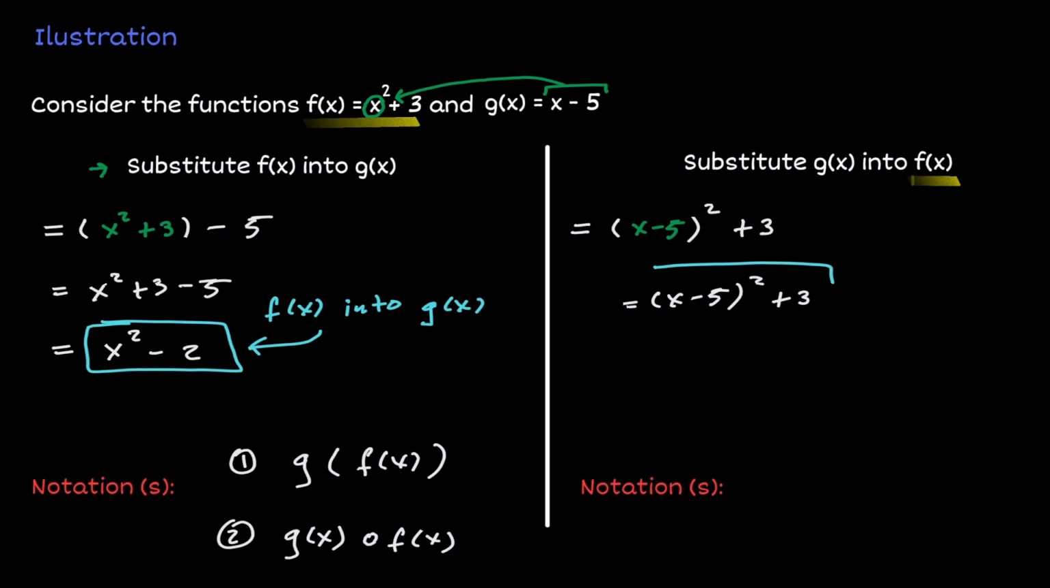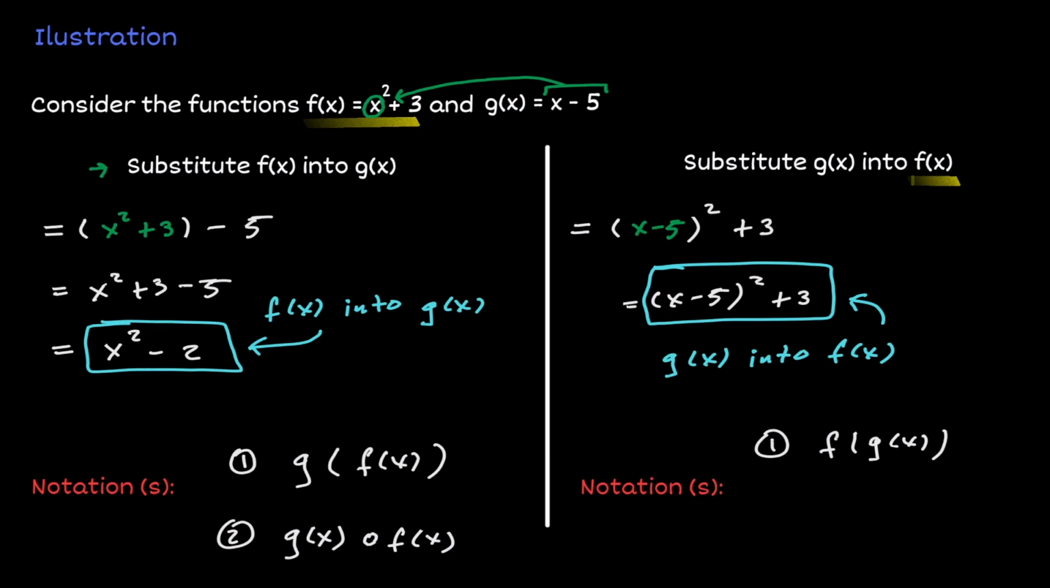So now this equation that we have here is the result when we substituted g of x into f of x. And the notation that we could have used is f parenthesis g of x, because here we're saying that the function g of x was substituted inside the function f of x, which is what we have done.